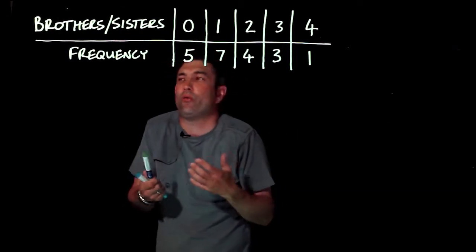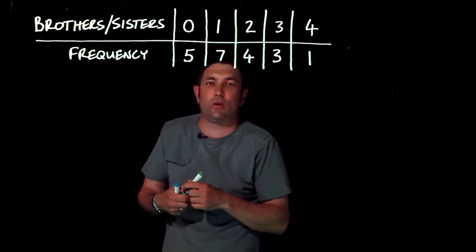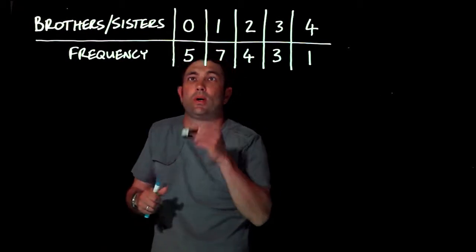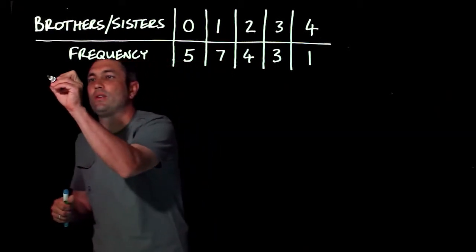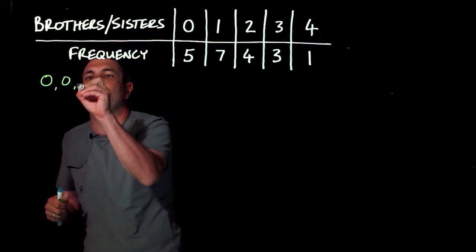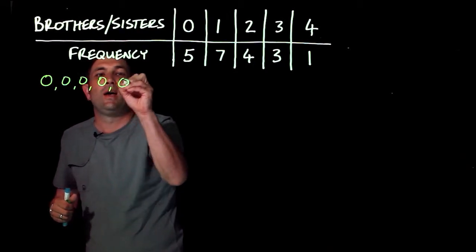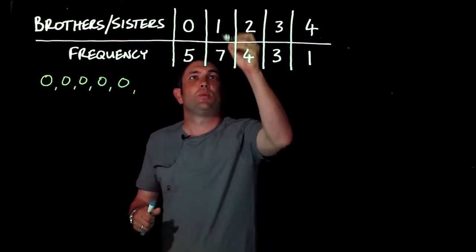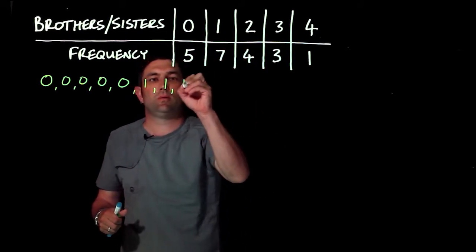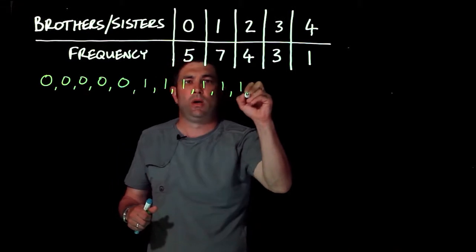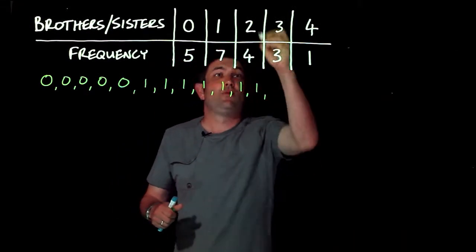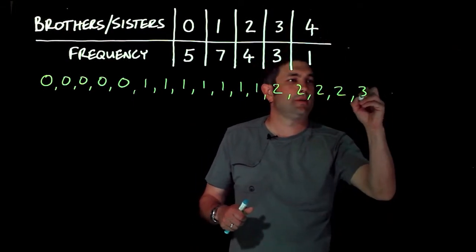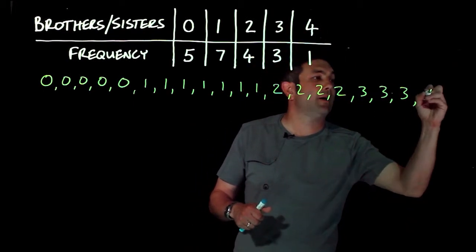What is often quite a good idea when you first start doing this, and after a while you won't need to, so don't worry about it, it won't create too much work, is to actually write down the 5 zeros. There are 5 zeros there, all right? So frequency means how many of this there are, okay? So we've got 7 ones, so I'm going to write 1, 7 times, there's 6, 7, 4 twos, 3 threes, and a 4.